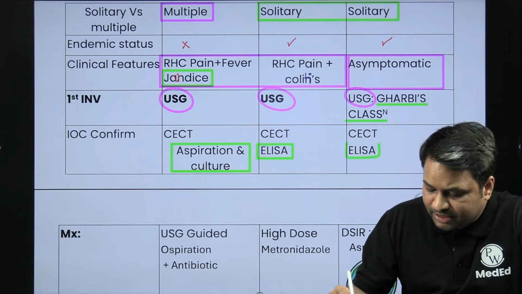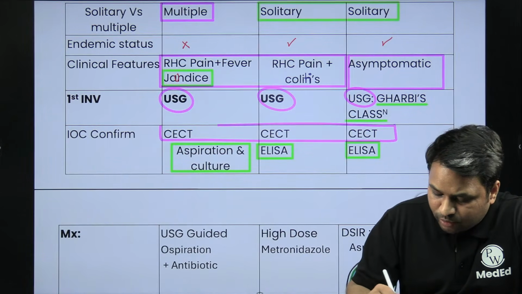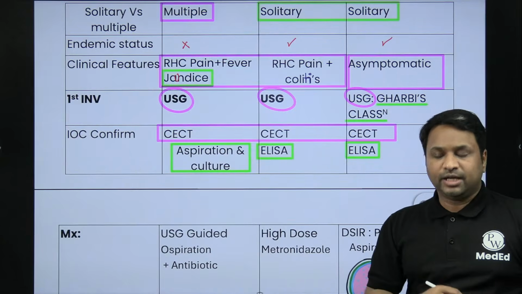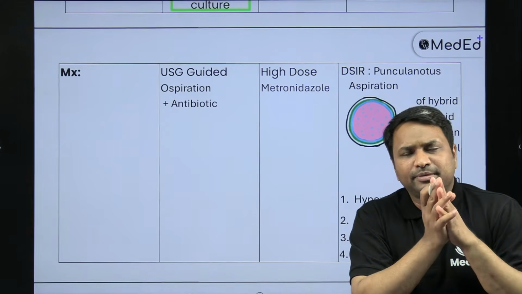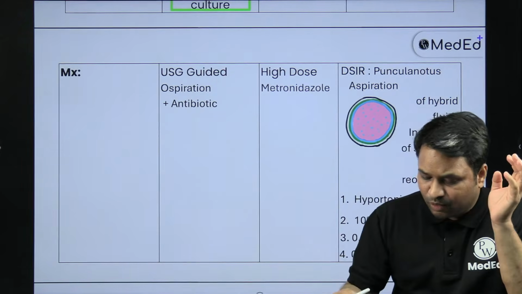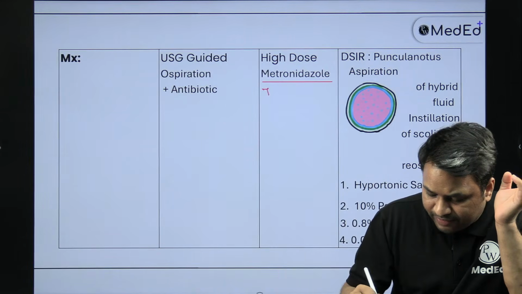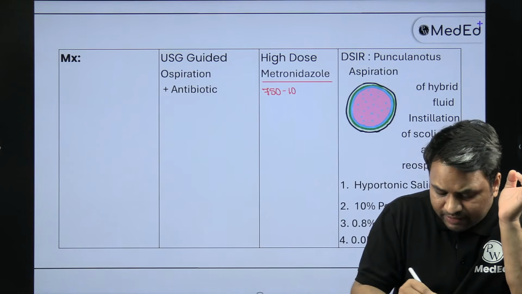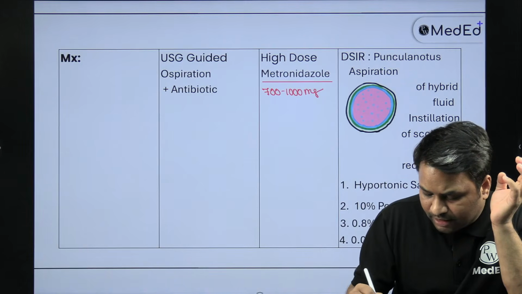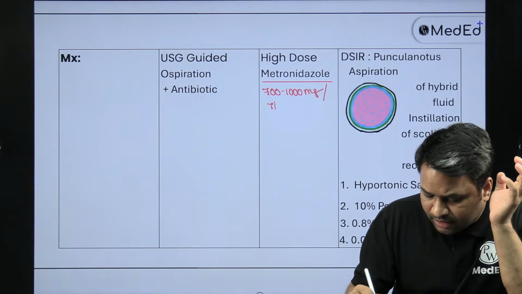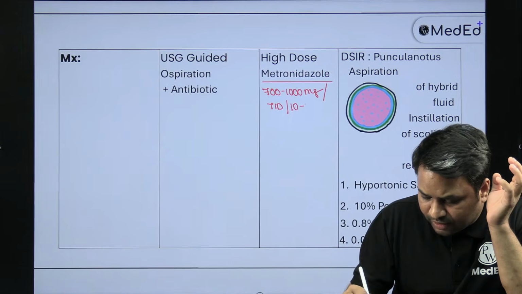For diagnostic purposes, what is the investigation of choice? For all hepatic lesions, the investigation of choice is contrast CT, that is, your triple phase CT of the liver. Now, for pyogenic liver abscess, you aspirate and give antibiotics. For amoebic liver abscess, high dose metronidazole. High dose is 700 to 1000 milligrams TID for 10 to 15 days.